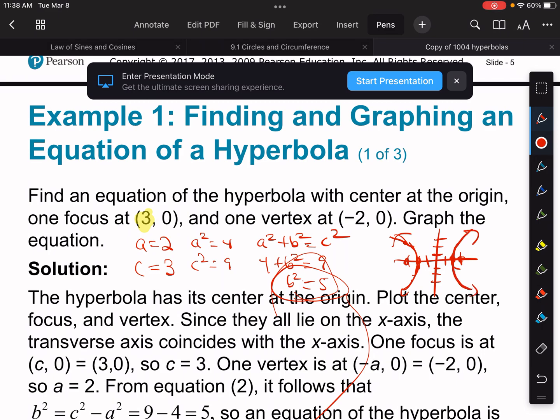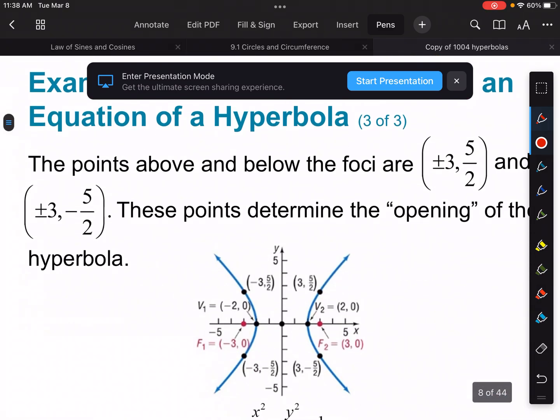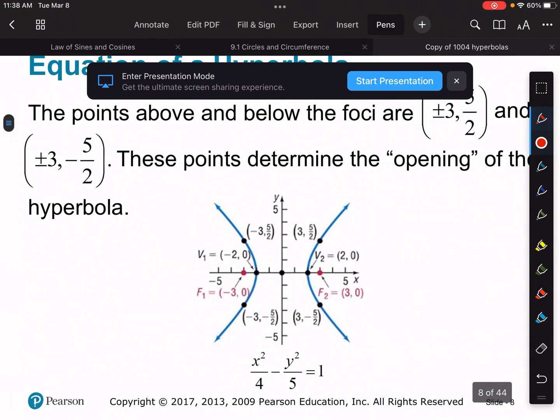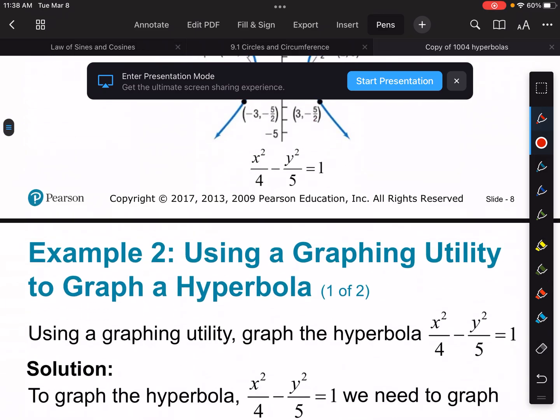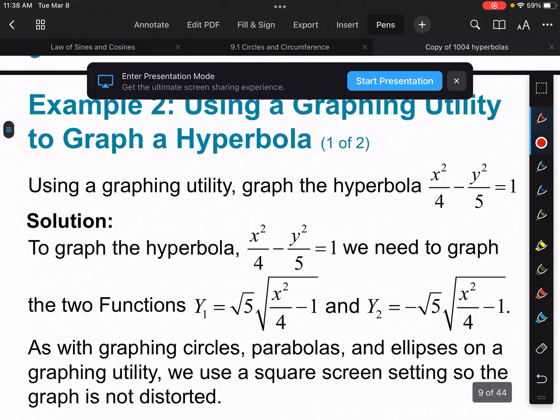Okay, so you're essentially just plugging in a value for x. They always choose to plug in the focus point. Okay, and then there's the picture of the graph, right? So jot that down, make sure you get that into your notes, study it a little bit, make sure you understand it. Example 2 says to use a graphing utility.